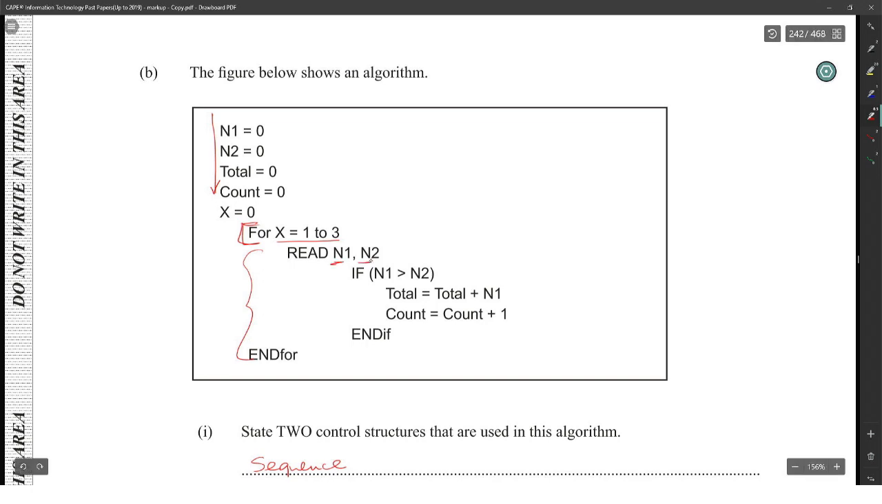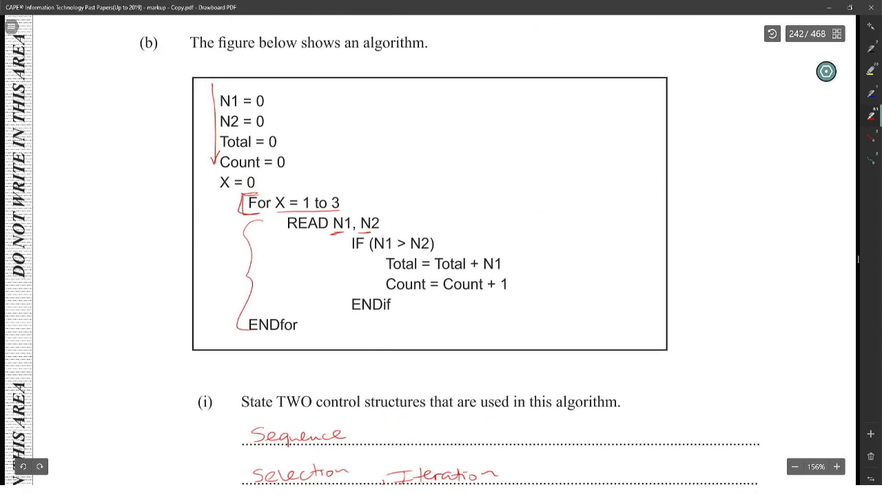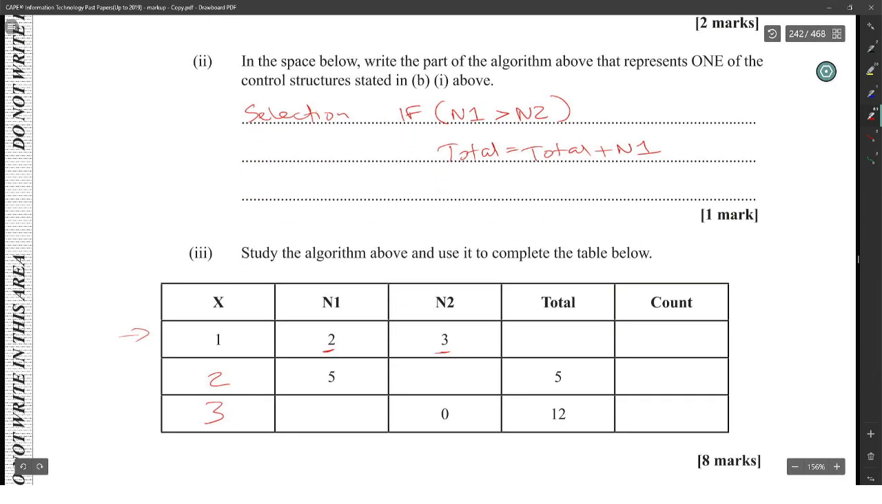Read n1 and n2. They gave us 2 and 3 as the things that come in. Good. So let's see, we get a 2 and a 3. Is 2 greater than 3? No, it's not. Therefore, we will not do what is inside the if. We will exclude what the if says to do, and we'll just loop again. So the value of total will stay as 0, and the value of count will stay as 0. So we'll put 0, 0 here, because they never change.